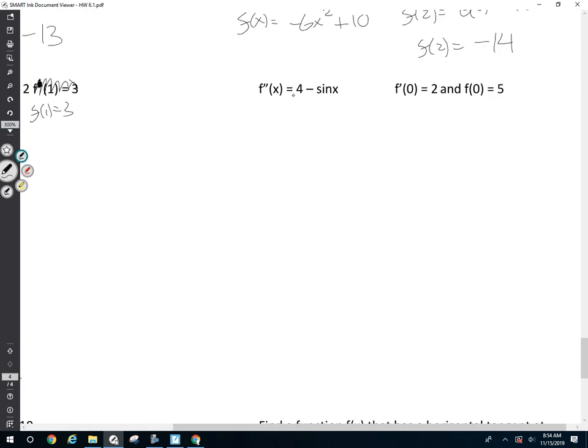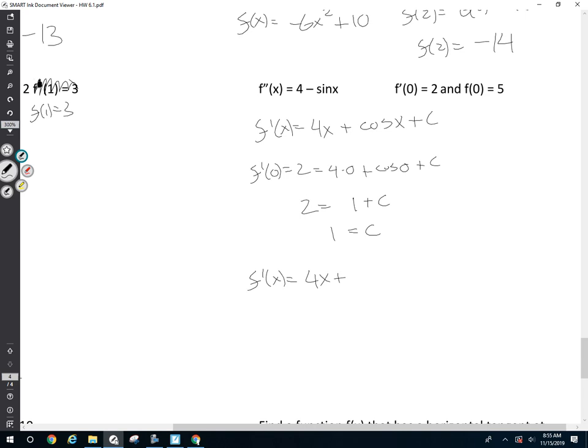Okay, second order. Let's find f prime first. 4x. Let's see. Positive cosine derivative will be negative sine. Okay, good. Told f prime of 0 is 2. So 4 times 0. Oh, don't forget that guy. Plus cosine 0 plus c. Cosine of 0 is 1. c will equal 1. So I get f prime of x equals 4x plus cos x plus 1.